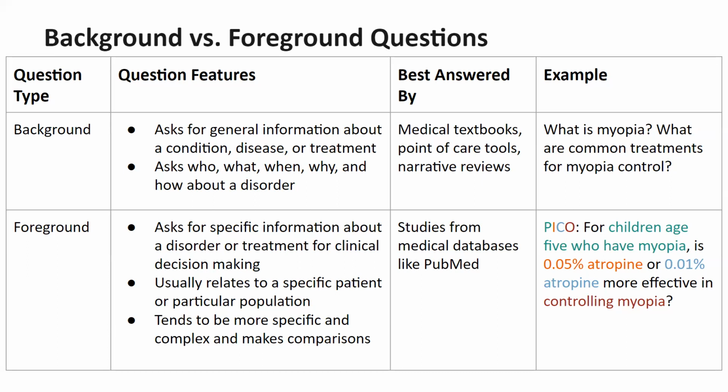What are common treatments? The best places to look for answers to these types of questions are usually in background sources such as reference sources like medical textbooks, point of care tools, and narrative reviews. Narrative reviews are articles that go into depth and provide an overview of a topic. When looking at the optometry research guide, you can see the list of databases on the evidence-based optometry page under Find, where to look for evidence. Examples of these would be Access Medicine or Clinical Key.